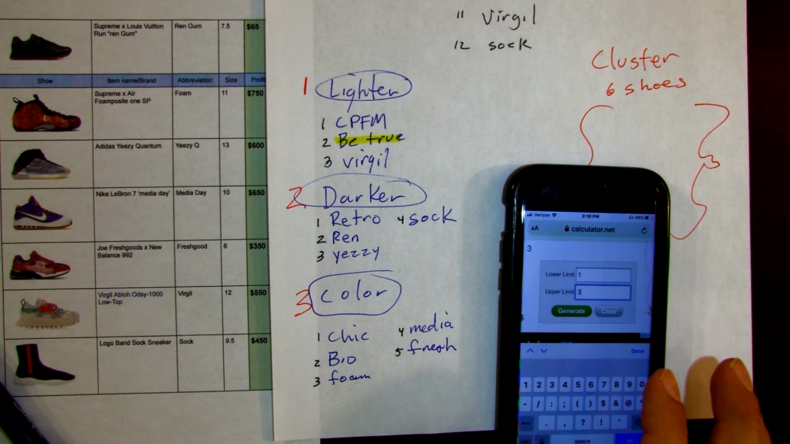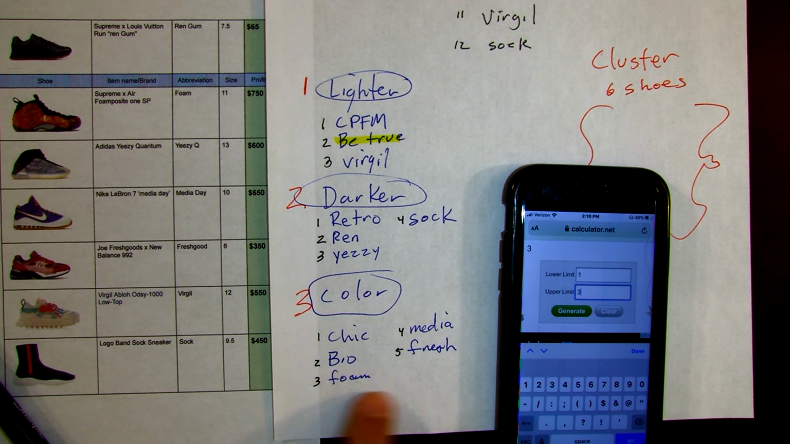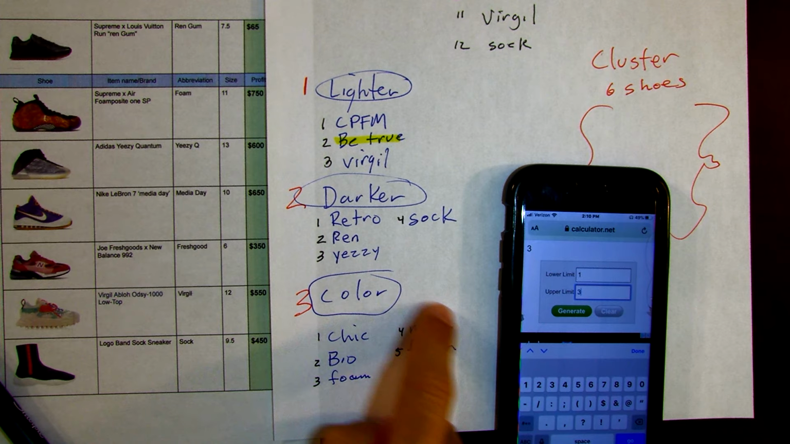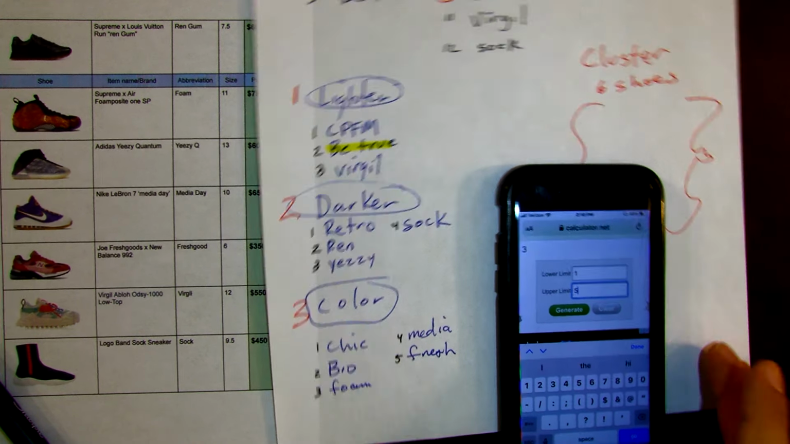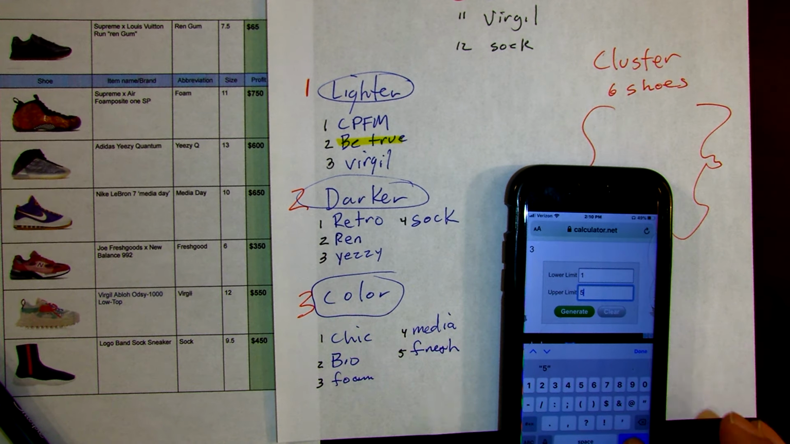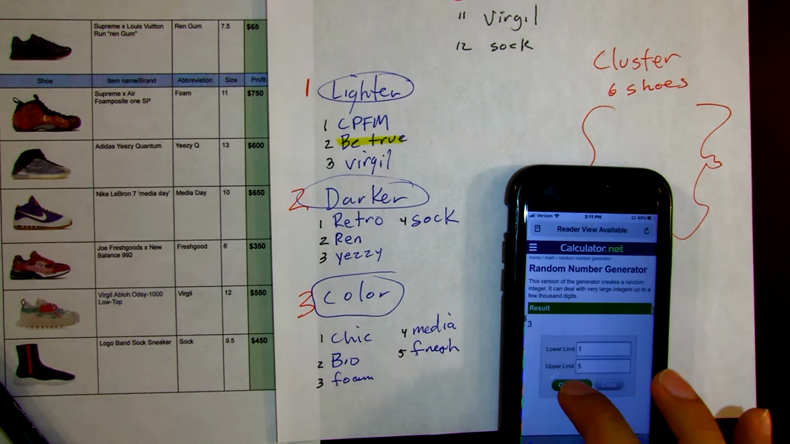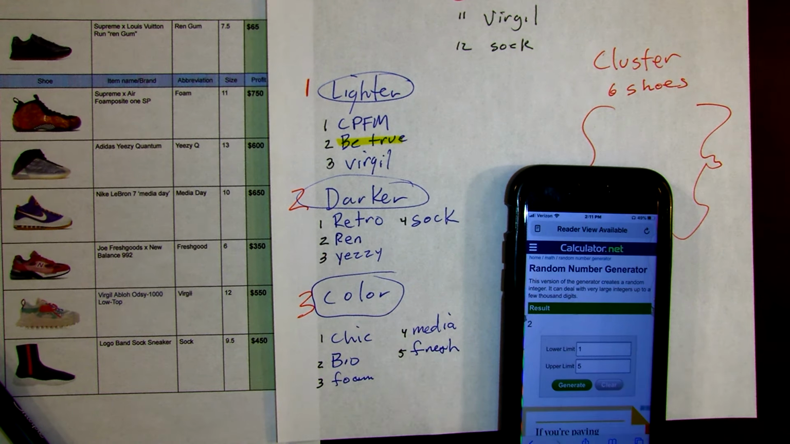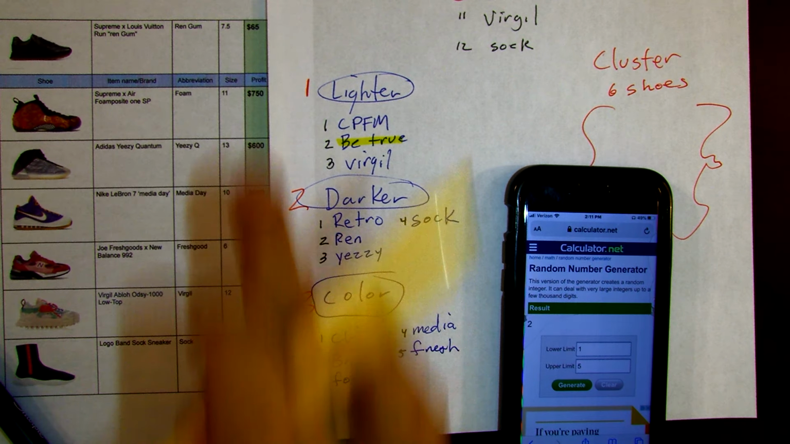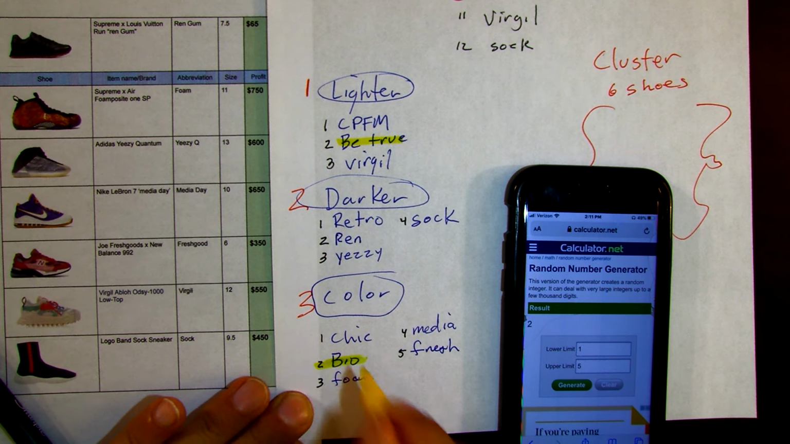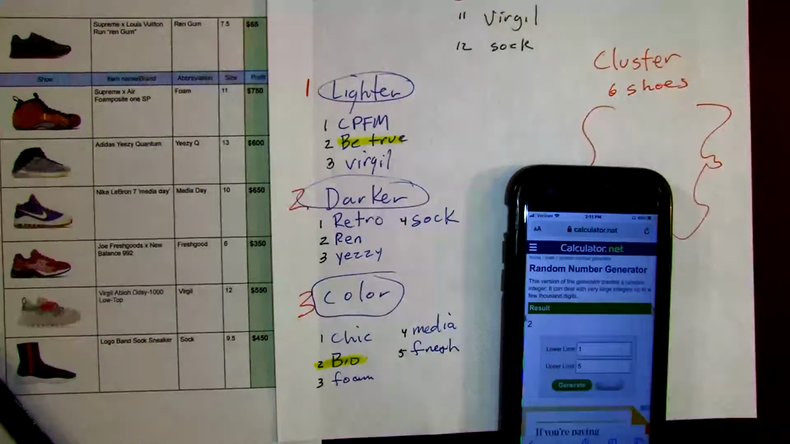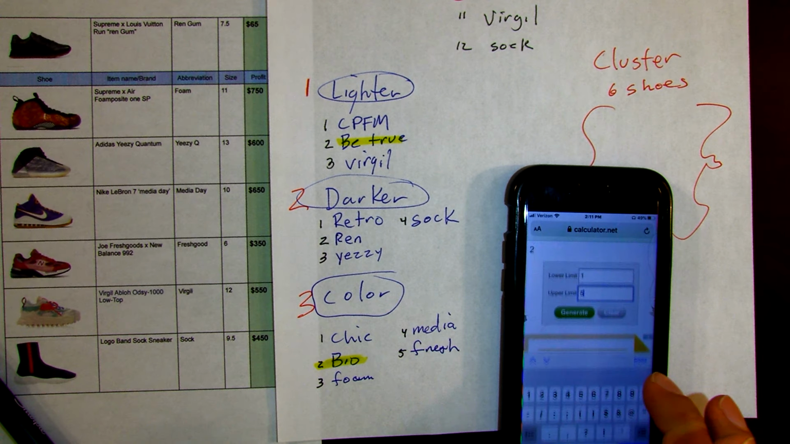Okay, let's do that again. We have to change this from the beginning, so we got to go 1 through 3 to find our cluster. Generate. We're in cluster 3 again. So we pick cluster 3 again. Now we have to go in and pick the shoe. So I go here and put in 5, generate, and I got the 4th one. I got media. All right, halfway there. Let's go to the beginning again.